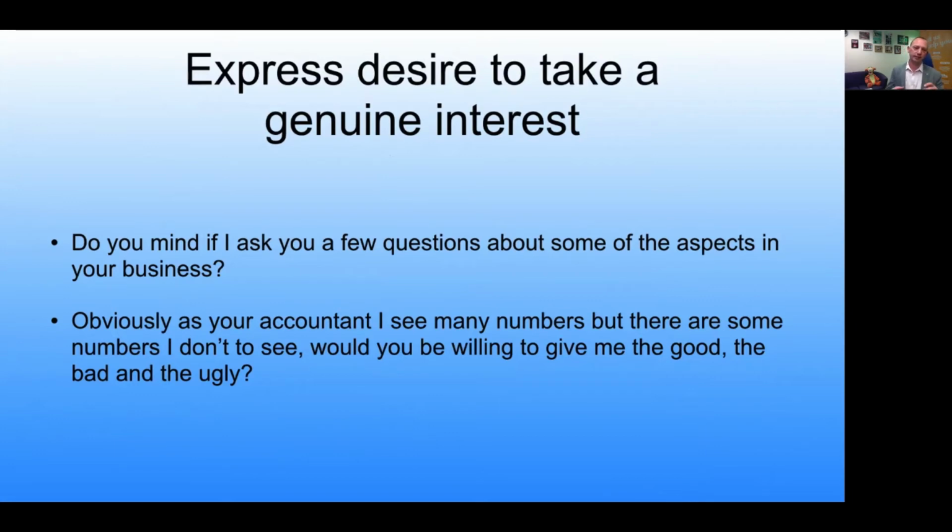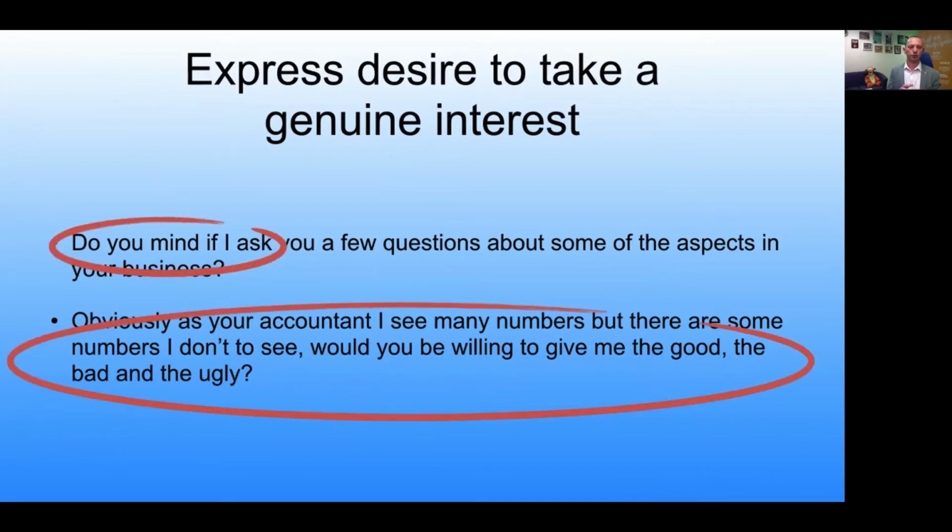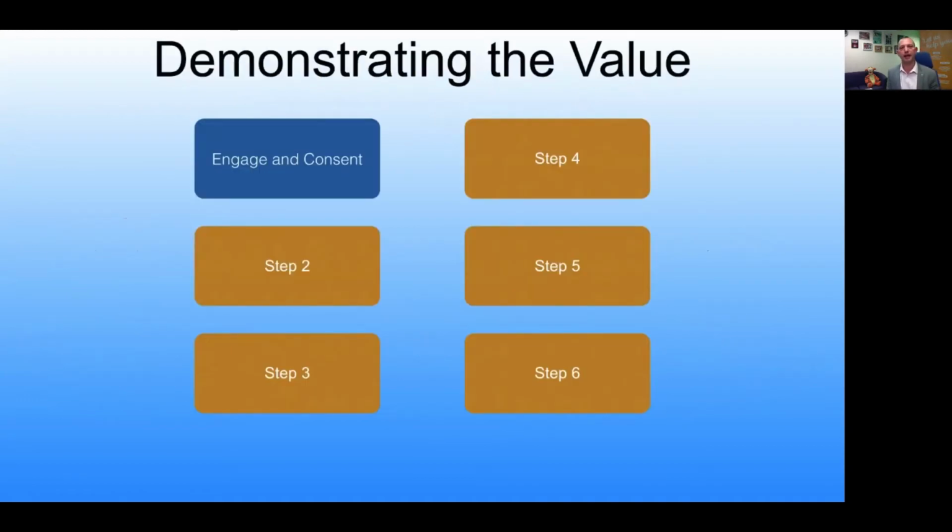So the point here is that you're setting the scene that you're going to be asking them some questions. So in other words, you're establishing control here. You're going to be asking some questions to them, but you're also getting consent here, and that's what's important. Do you mind if I ask you some questions? Would you give me the good, the bad, and the ugly? In other words, you're just setting the scene that they'll be open and honest with you about certain aspects of the business. So getting consent is absolutely important here.